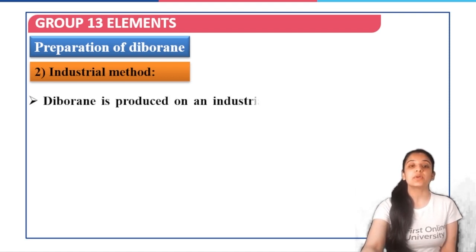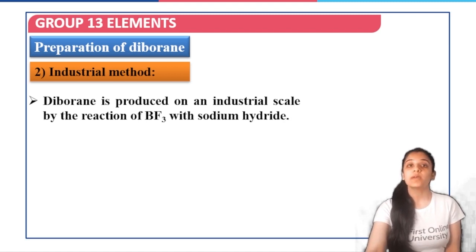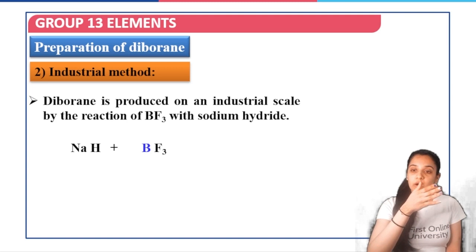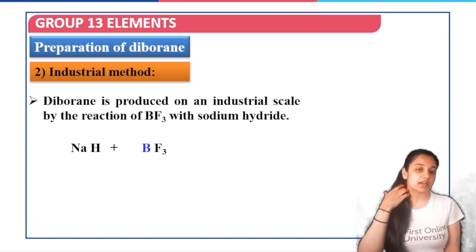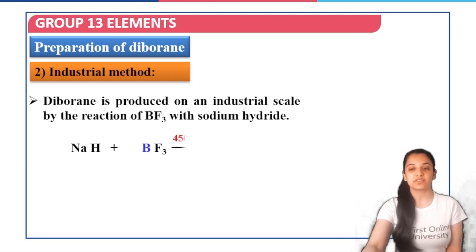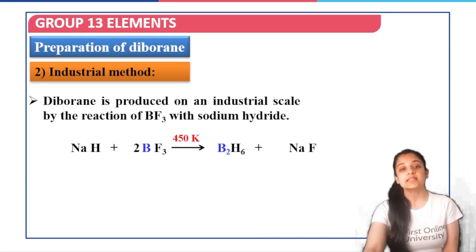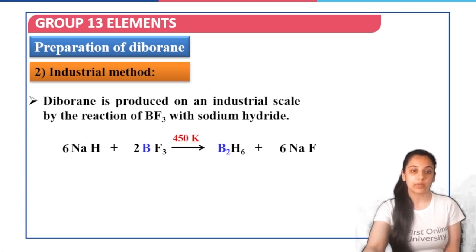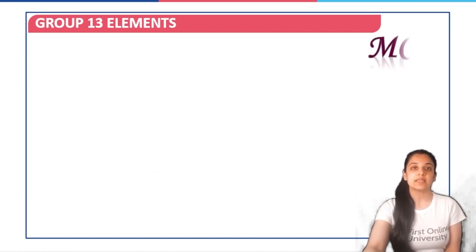Diborane is produced on an industrial scale by the reaction of BF3 with sodium hydride, NaH. So here NaH is going to be acting as the reducing agent to replace fluoride with hydride. That is, when NaH reacts with BF3, what we will get at 450 Kelvin is B2H6, that is diborane, and NaF is obtained as the side product, and we can balance this chemical equation. So sodium hydride with boron trifluoride gives diborane as the product.